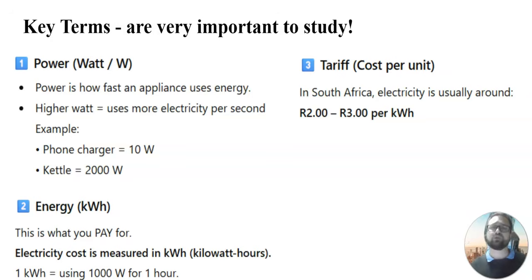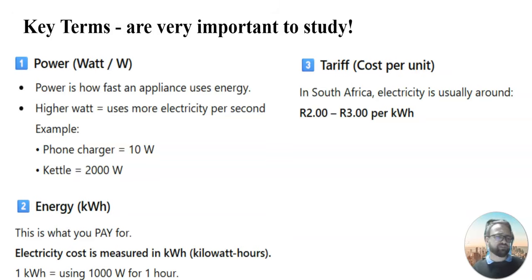Thirdly, we have to look at the tariff, how much it costs per unit. Remember, we talked about units in number 2. Number 3 is our tariff. So in South Africa, electricity is usually around 2 Rand to 3 Rand per kilowatt hour. Okay, bear that in mind.